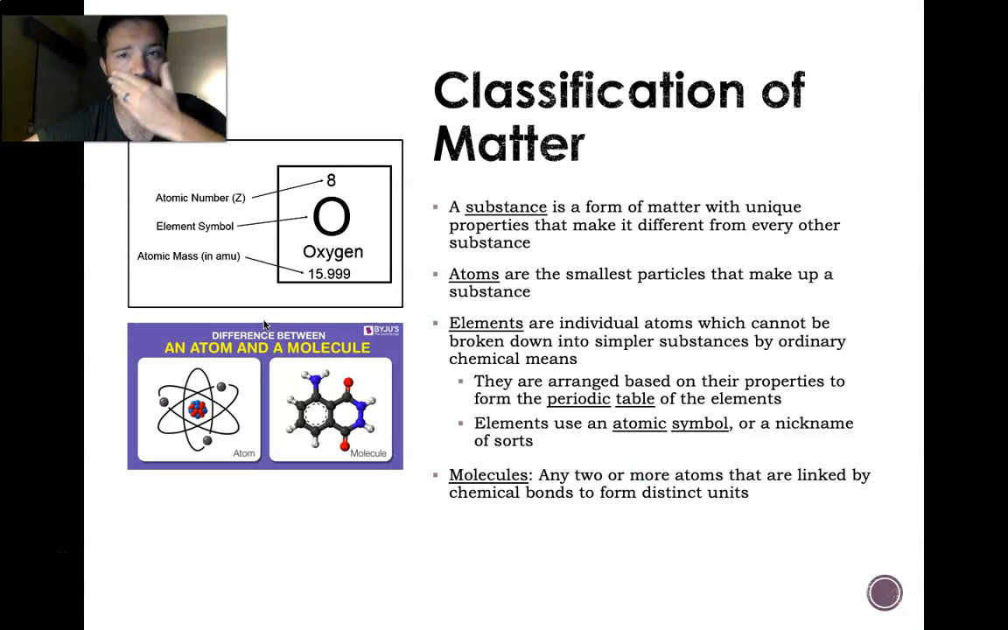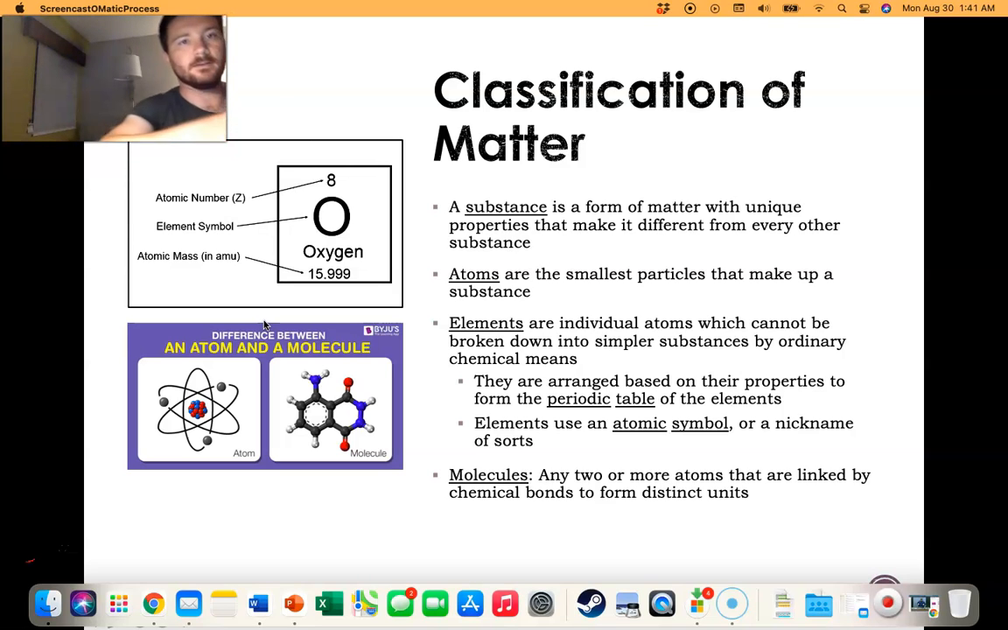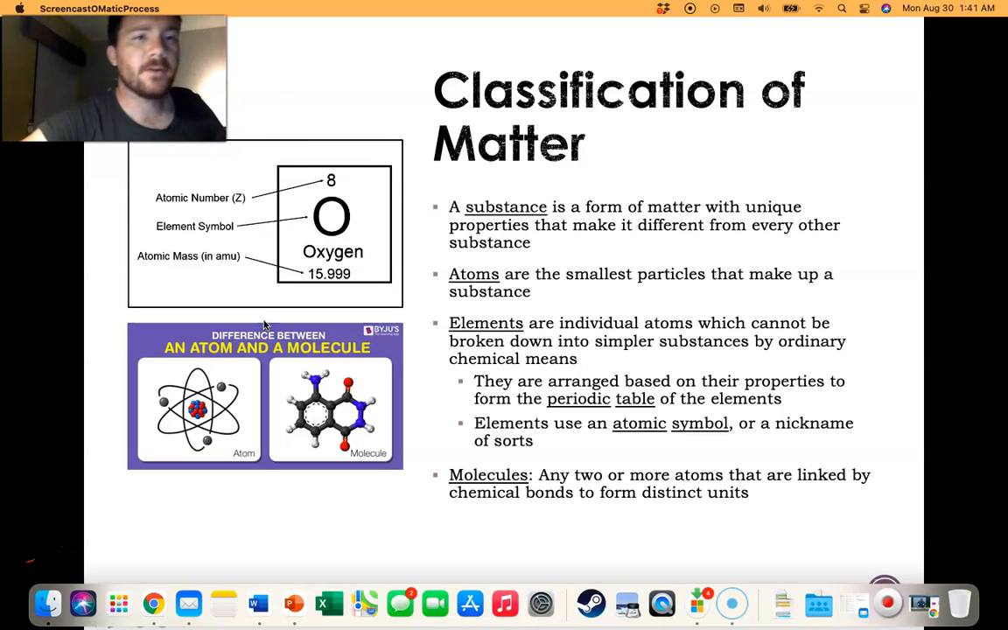Now, if you will take a look at your periodic table in your textbook, which for me is on page 362, the very back of your textbook. The periodic table is very enlightening. It says a lot of very cool stuff. We're going to learn a little bit how to read the periodic table.